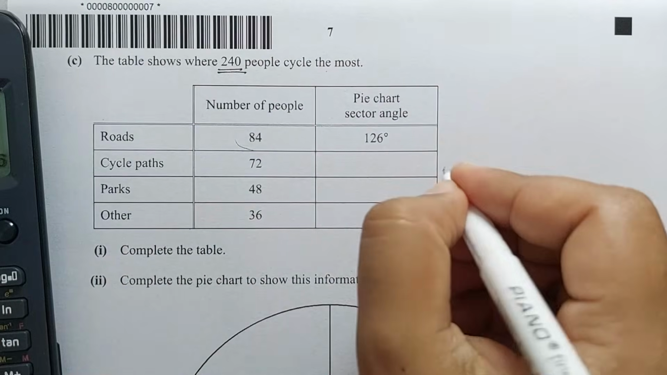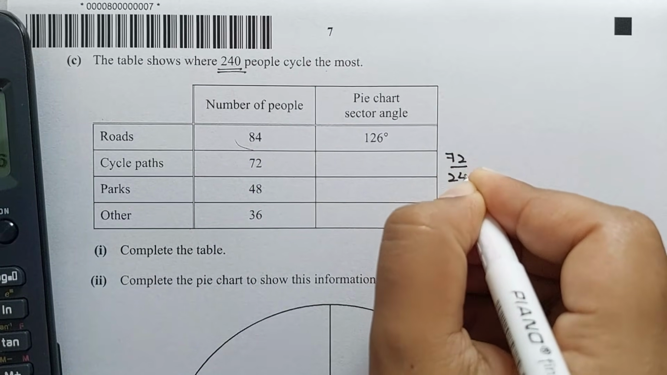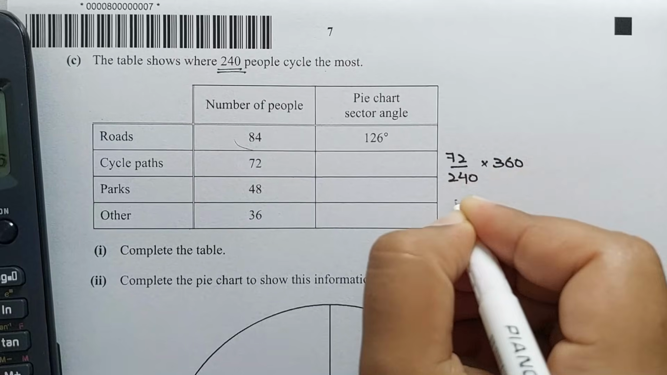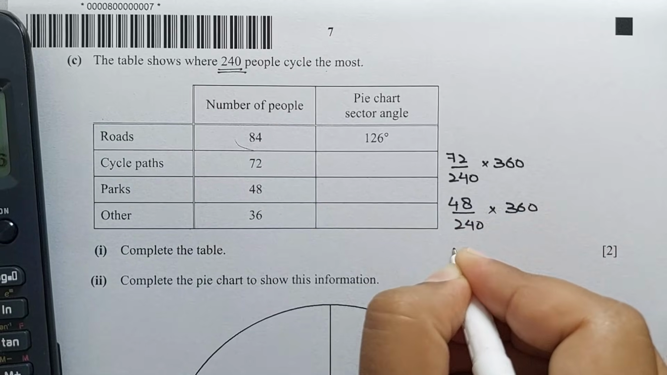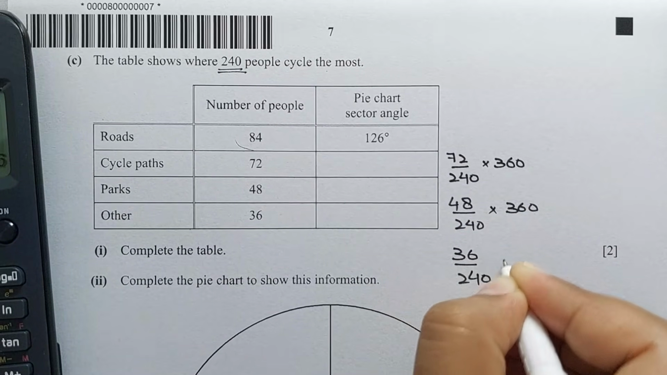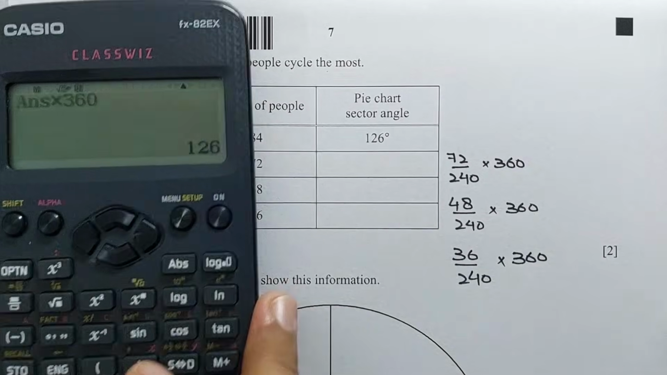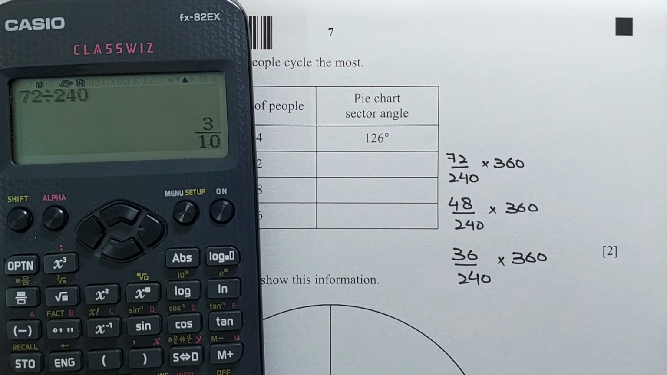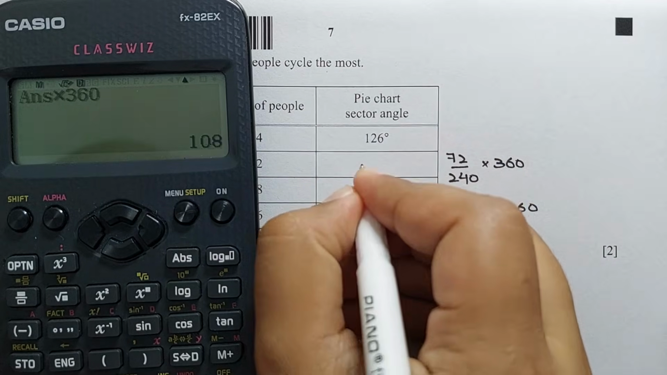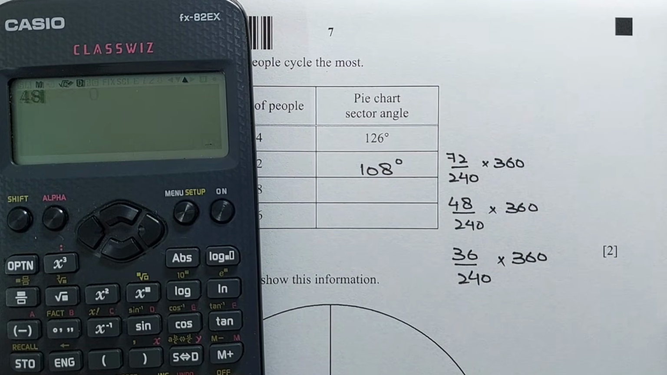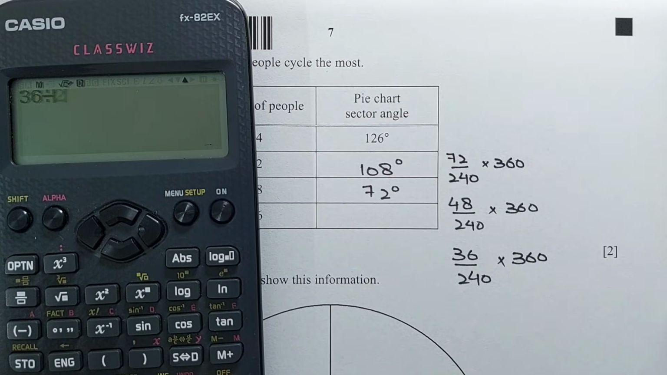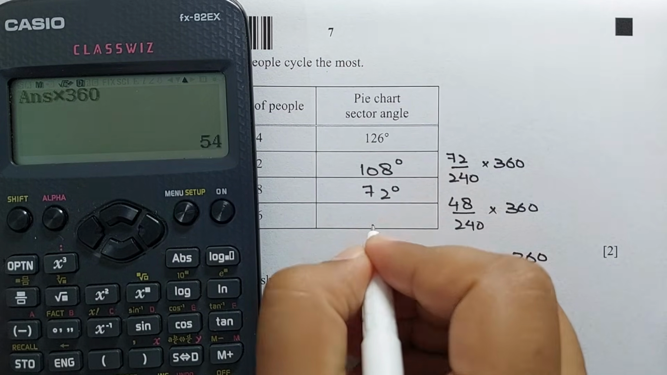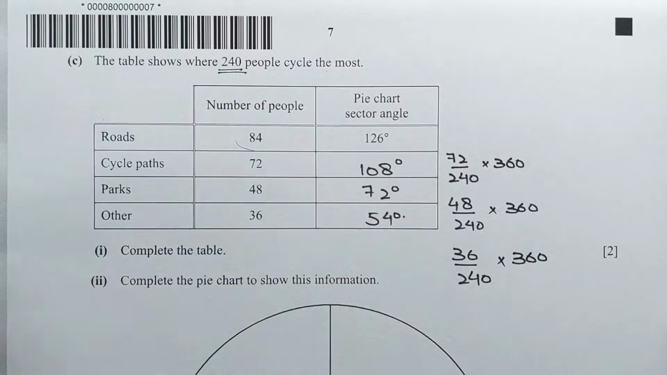72 people out of 240 people, multiply by 360. 48 people out of 240 people, multiply by 360. 36 people out of 240 people, multiply by 360, the whole pie chart sector angle. 72 over 240 times 360 is 108 degrees. 48 over 240 times 360 is 72 degrees. 36 over 240 times 360 is 54 degrees. Okay, the table is completed.